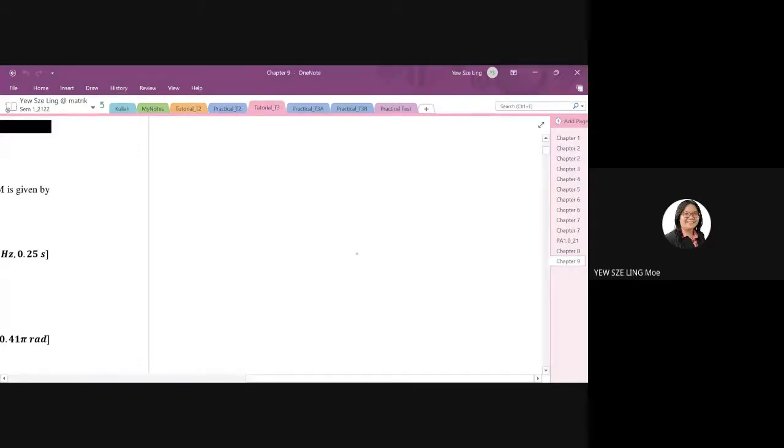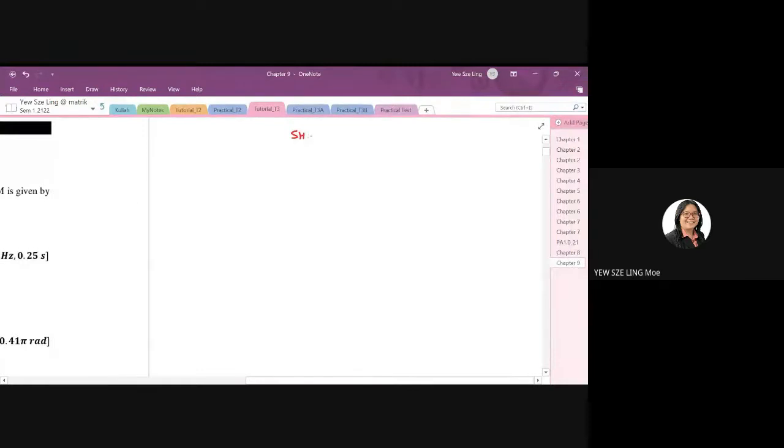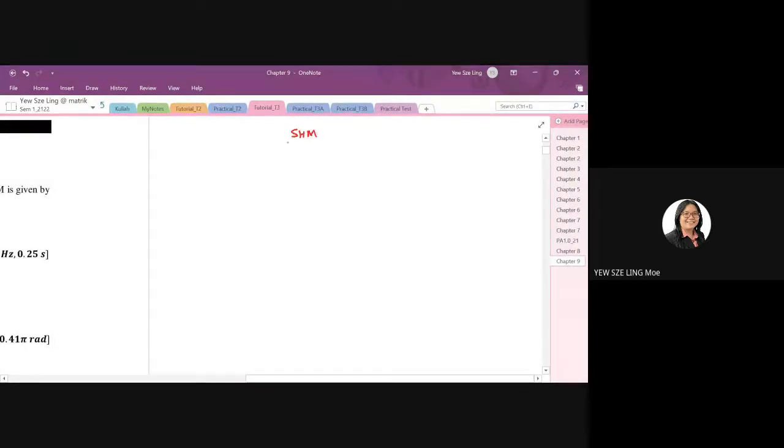Okay, so chapter 9. Before we look at the questions, let us do a quick revision on what simple harmonic motion is. All right, so what is a simple harmonic motion? So we have SHM. First of all, we need to know what it means by simple harmonic motion. What types of motion do we treat as simple harmonic motion?